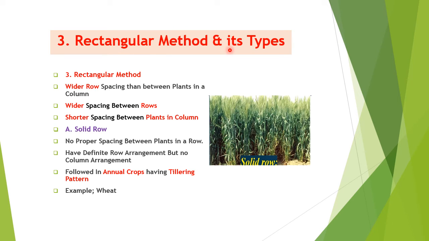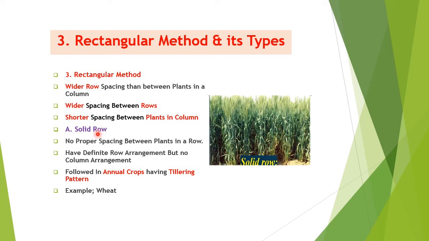Rectangular method and its types. The rectangular method has a wider row spacing than the spacing between plants in a column. So there is more spacing between the rows than between plant to plant in a column, so it will have a rectangular type of pattern. Wider spacing between the rows, shorter spacing between plants in a column. That's why it is called the rectangular method.